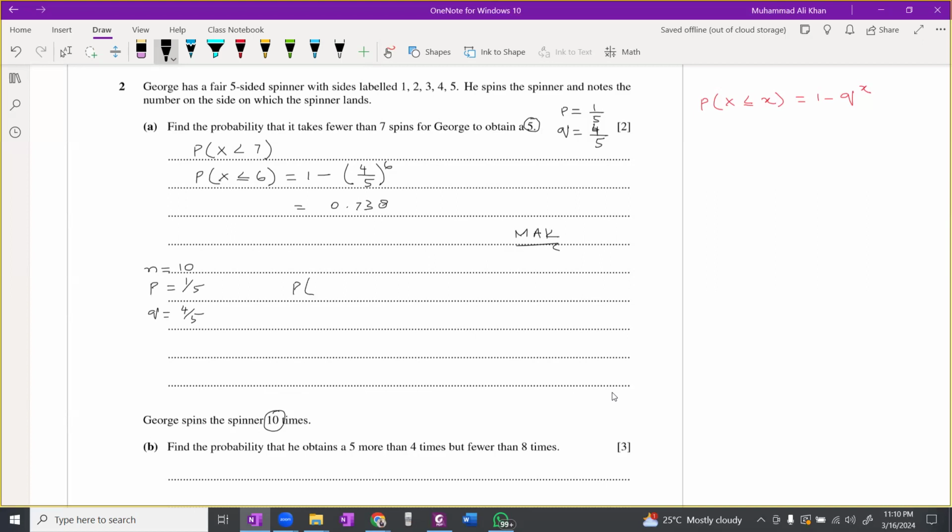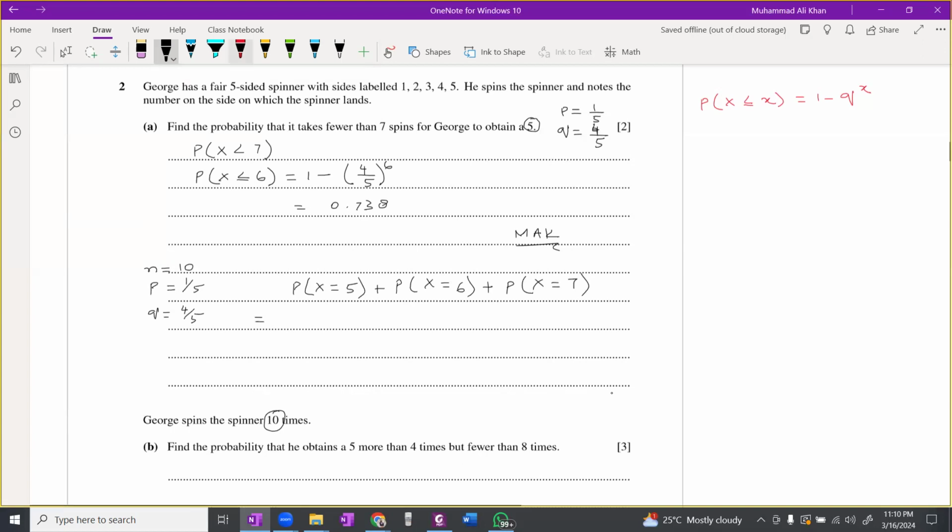तो हम लिख सकते हैं probability of x more than 4 क्या हुआ? 5. और more than 4 क्या हुआ? 6. और 7. 8 तक नहीं जाएंगे क्योंकि इन्होंने कहा है fewer than 8.